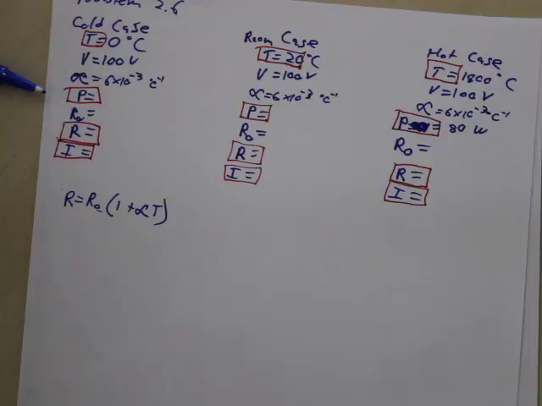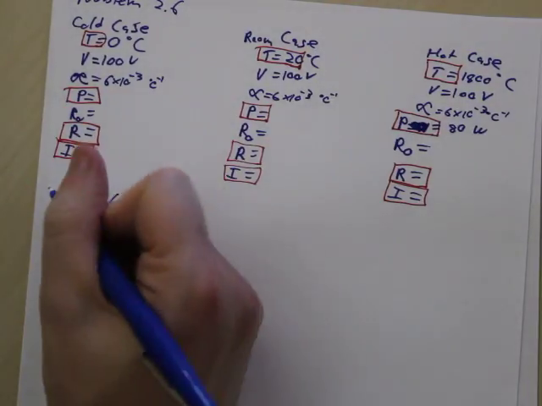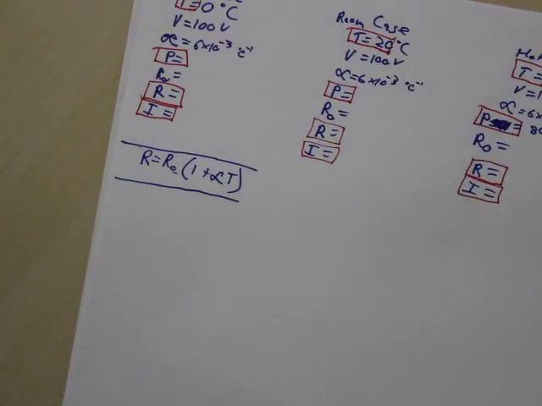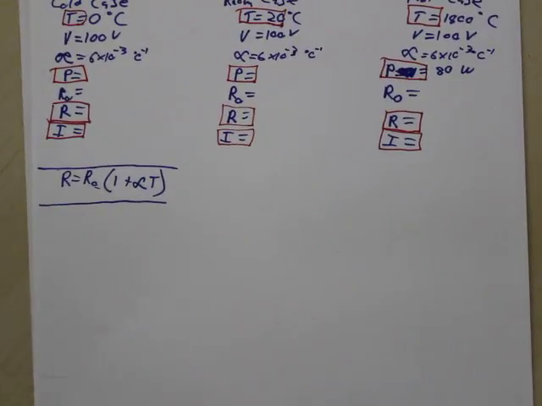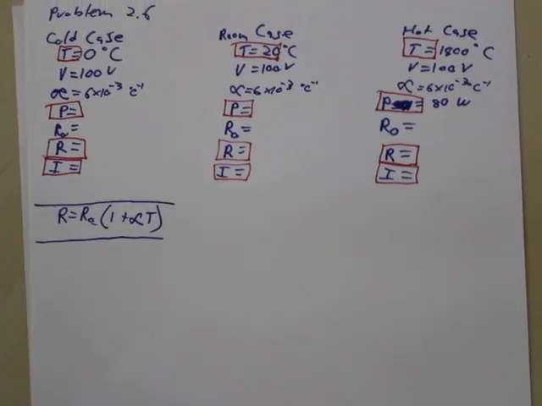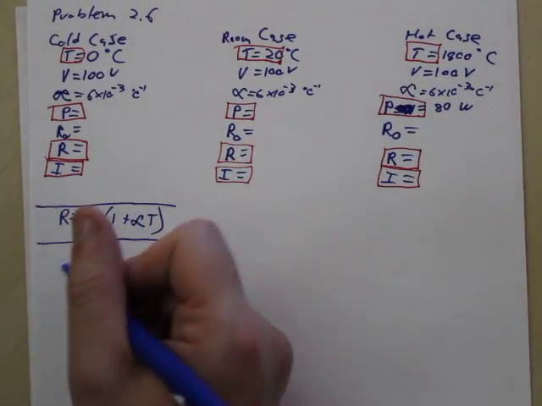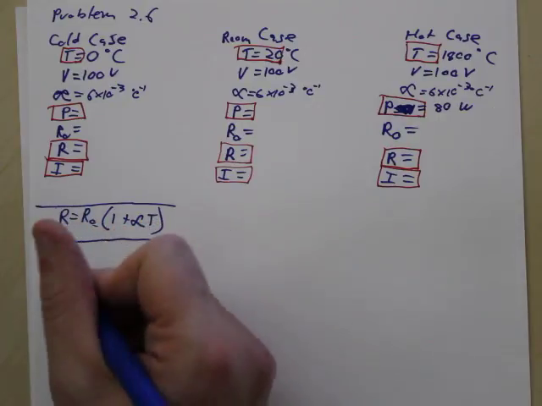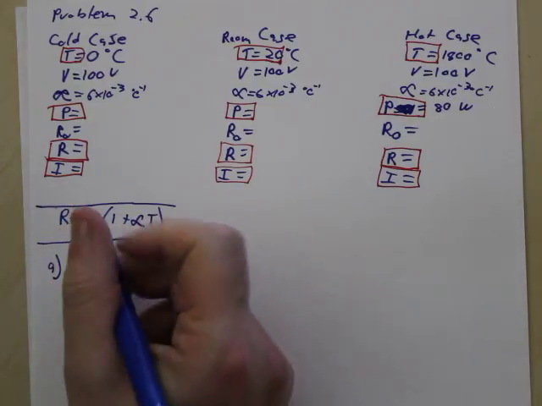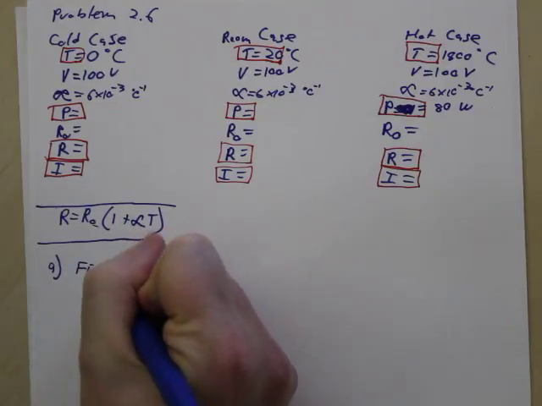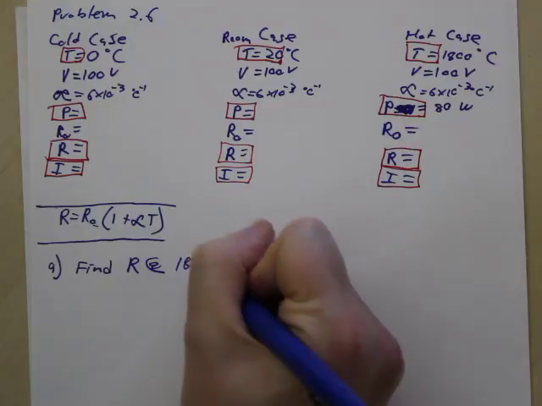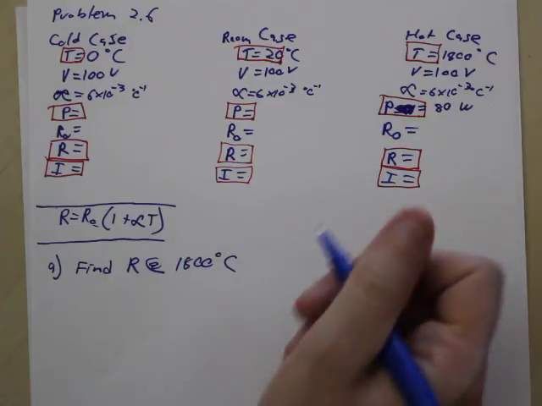So the first question that we have on here, and this is going to be our first relevant equation, so we're just going to keep that out of the way for right now. The first thing that we're trying to solve here, I just noticed that was a little off center. Sorry, guys. Is find the resistance A equals find R at 1,800 degrees Celsius.